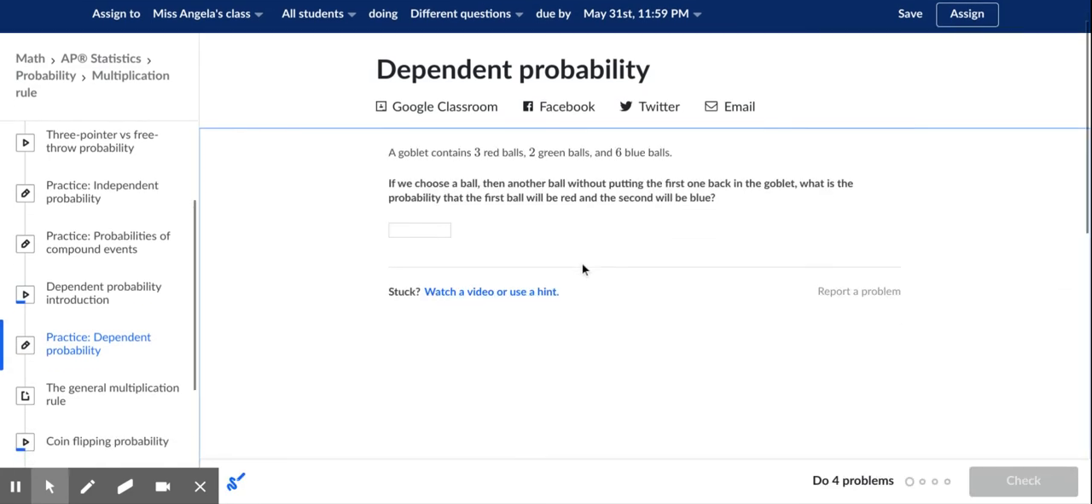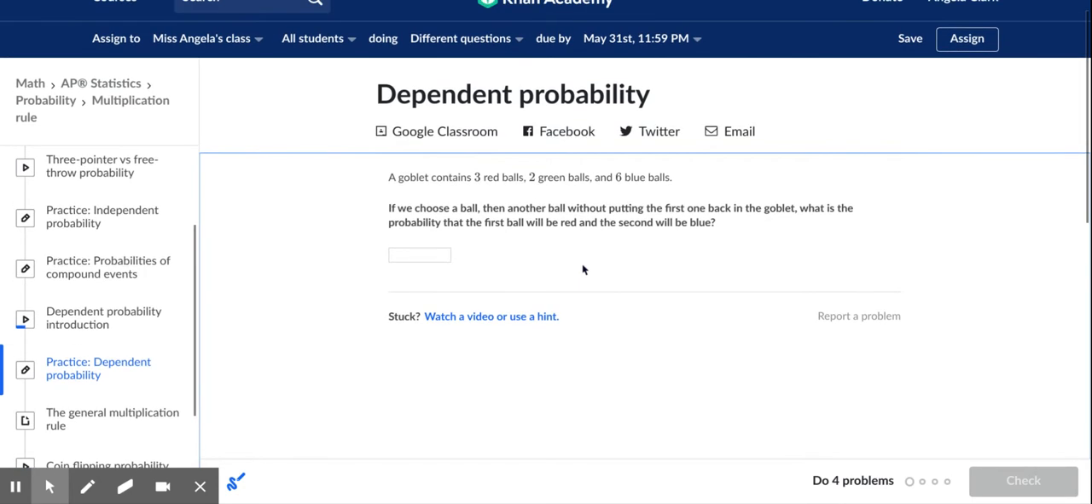Okay, so dependent probability. So I have a goblet. It contains 3 red balls, 2 green balls, and 6 blue balls. So, if independent probability means that the events didn't affect one another, then dependent probability is going to be events that do affect one another. So we'll look at that here. If we choose a ball, then another ball without putting the first one back in the goblet, what is the probability that the first ball will be red and the second ball will be blue? So the fact that we're not putting the other ball back in is what makes this dependent.